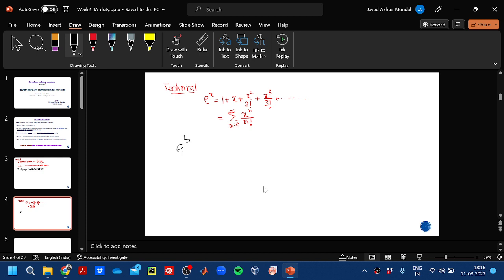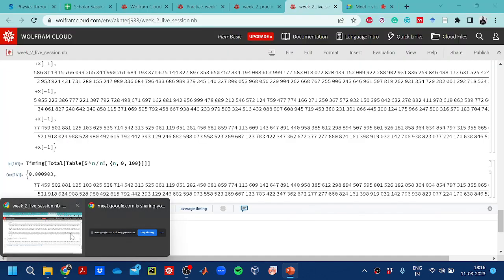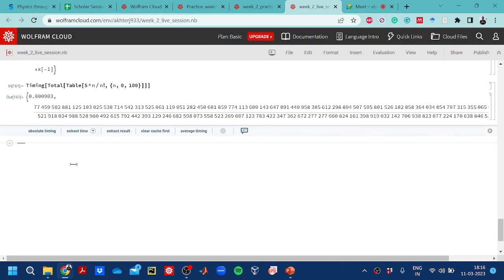So this exponential of 5, we can write this as 1 plus 5 plus 5 square by 2 factorial plus 5 cube by 3 factorial. So if we continue in this way, we get the value that we have right now from this mathematical calculation. Now if we do this with the help of a for loop, it will take a larger amount of time.